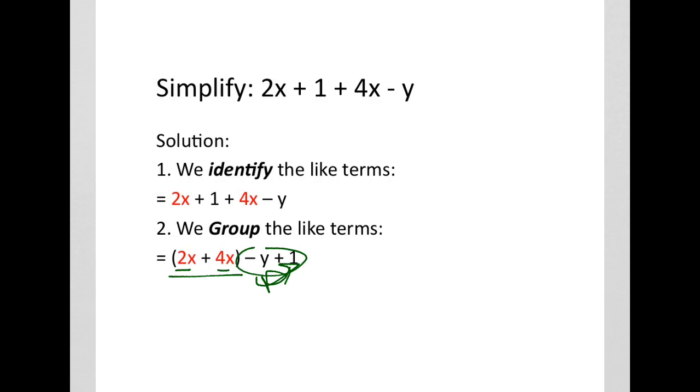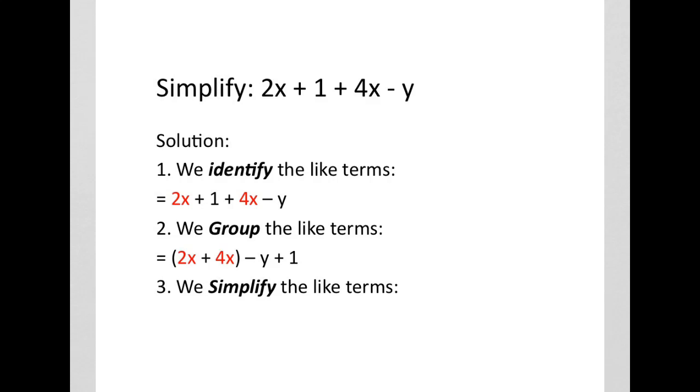Minus y is another like term, so it can't be grouped with x. 1 is a numerical like term, so that can't be the same as y or x. So we just leave them the way they are, we don't do anything with them for the meantime. Moving on, we go on to our third step.